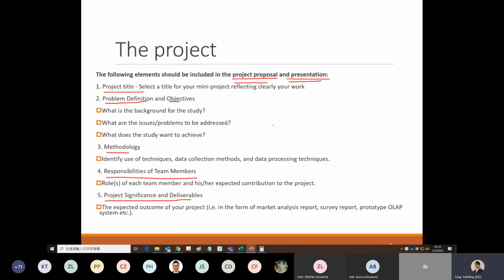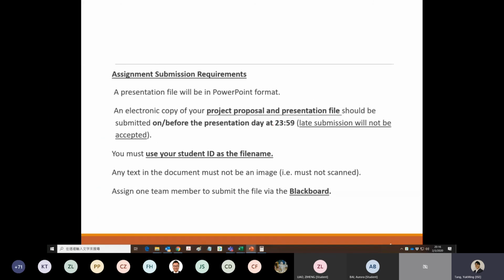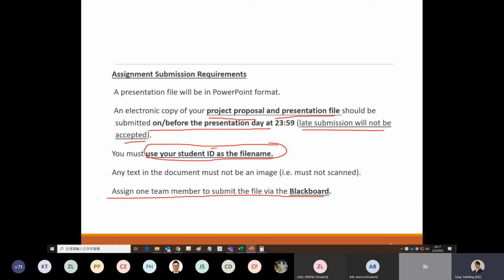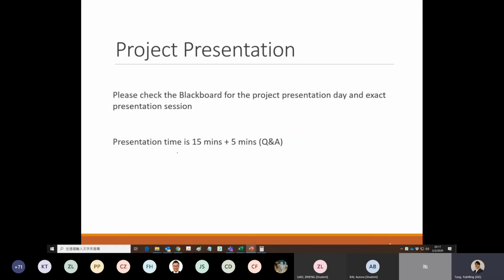If you have any questions regarding this project, please send me an email. Finally, you need to submit your proposal and do a presentation during the presentation day. Any late submission will not be accepted. Remember to include your name and student ID in the proposal, and use the student ID as the file name. You can assign one team member to submit the file to the Blackboard on the presentation day. For your project presentation, the presentation time is 15 minutes, and then 5 minutes is a Q&A session. We will stop your presentation sharply. The presentation time is 15 minutes only.